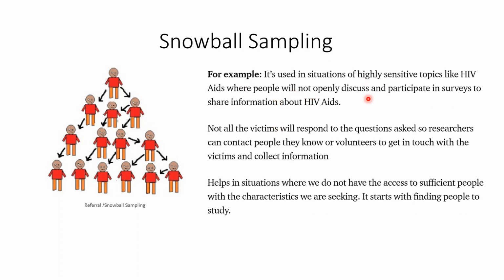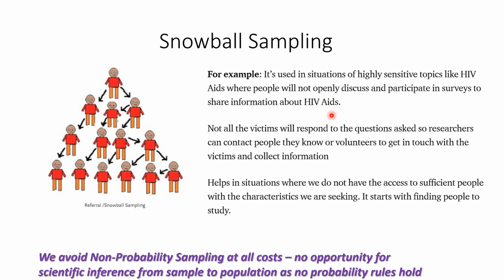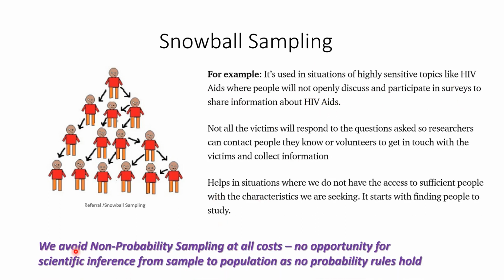So here's an example. It's often used in HIV/AIDS, where people won't openly discuss. So you just say confidentially ask your friends. So there are times when we do it. But what's important, we try and avoid non-probability sampling. So this snowball sampling, volunteer sampling, quota sampling, we don't really, well, certainly in this course, we will not be discussing any of that, because the scientific inference from sample to population is very important.